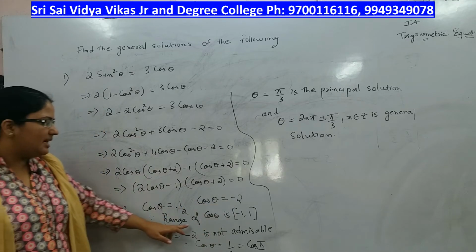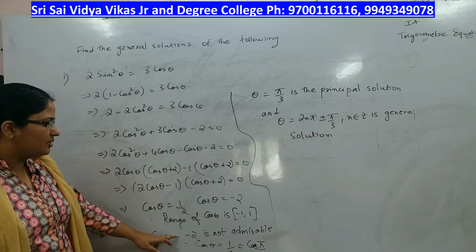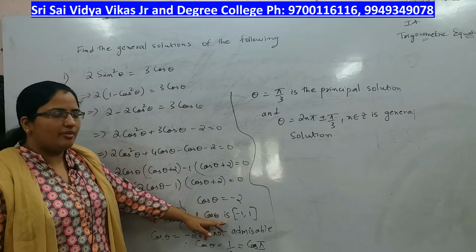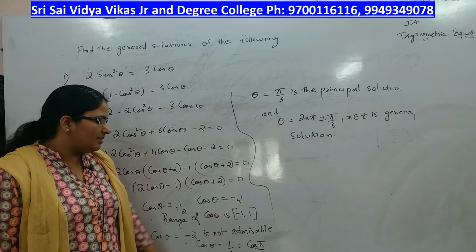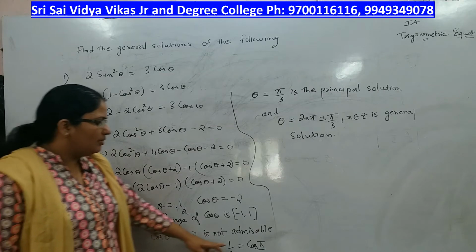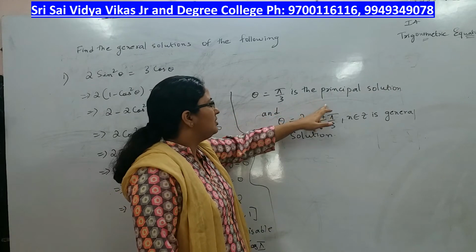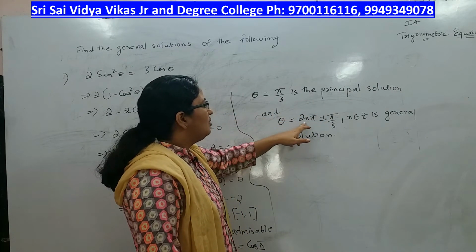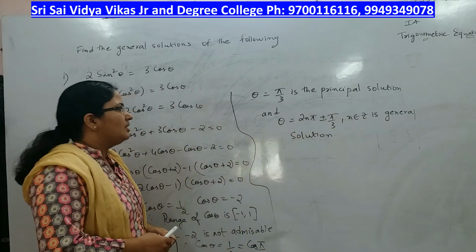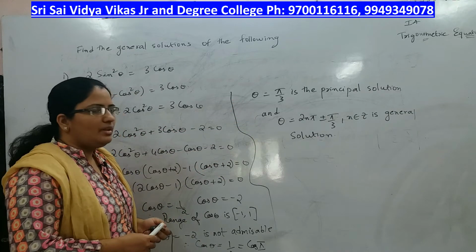So, range of cos θ is [-1, 1]. Cos θ = -2 is not admissible, because the minimum value of cos θ is -1 and the maximum value is 1. So, cos θ is equal to 1/2. Theta will be equal to π/3. So, θ = π/3 is the principal solution. θ = 2nπ ± π/3, where n belongs to Z, is the general solution. That is about this problem.